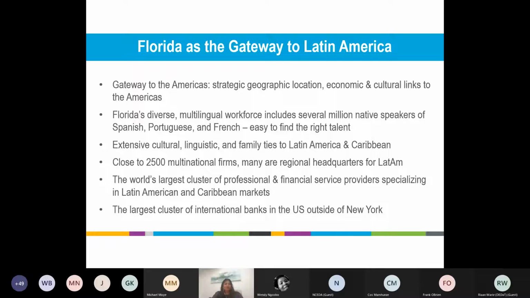I've already touched on this. Florida is the gateway to Latin America. Florida's diverse workforce includes many native speakers of Spanish, Portuguese, and French. And Florida has a natural and historical advantage of geographic, economic, cultural, and linguistic links to Latin America. So it is the gateway to those markets. Next slide, please.